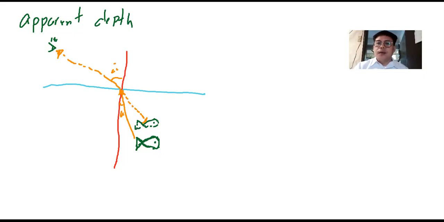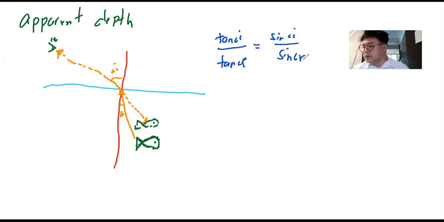Now, we are going to have a mathematical way of doing this. In the apparent depth, we are dealing with a very small approximate angle. In a very small approximate angle, the ratio of tangent angle I over tangent angle R is just equal to sine angle I all over sine angle R. They are just equal, no?